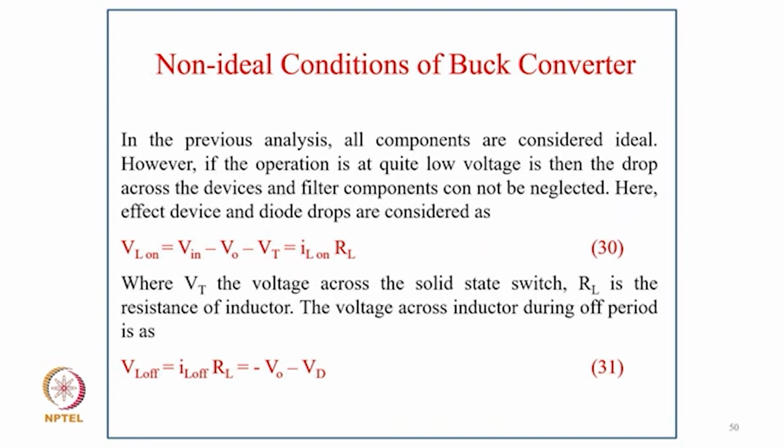Now coming to non-ideal condition of buck converter. In the previous analysis, all the components are considered ideal. However, if the operation is at quite low voltage, then the drop across the devices and filter components cannot be neglected. Hence the effect of device and diode drops are considered as VL on equal to Vin minus VO minus Vt, that is, let's say the device drop equal to IO into RL, typically the resistance of the inductor, where Vt is the voltage across the solid state switch and RL is the resistance of inductor. So voltage across the inductor during off period is VL off equal to IL RL, that is minus VO minus Vd.